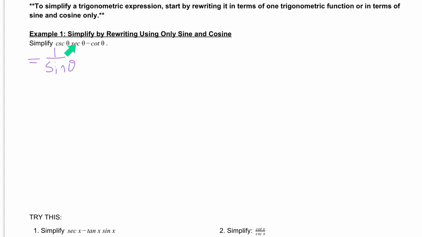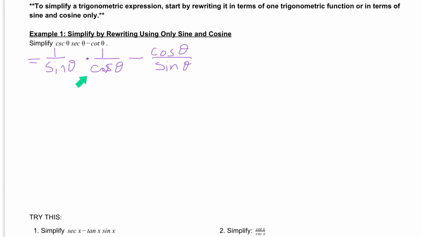And then if we look for the secant of theta, if you look at the reciprocal identities, it is 1 over the cosine. So I can multiply this by 1 over cosine of theta, minus, and then if I want to get cotangent of theta in terms of sine and cosine, if I look at the quotient identities, I can see cotangent is cosine of theta over the sine of theta. And then from here, I'm going to go ahead and try to simplify as much as I can.